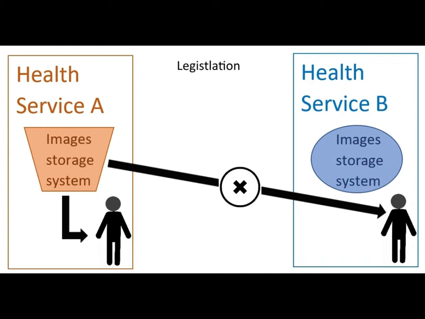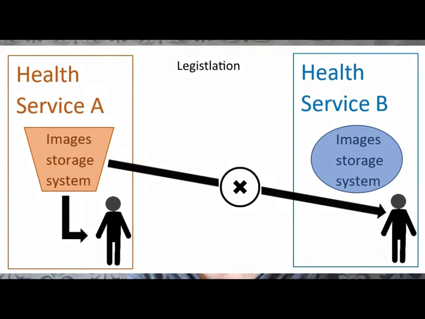And this legislation prevents anyone who doesn't work in Health Service A from getting the brain images that are stored in Health Service A. The other side of the coin, and that's the other side of this legislation, is that you as an individual have the right to have a copy of your own brain images. Now, this is important because if you have a copy of your brain images, then you are free to show it to any health professionals who treat you and can benefit from seeing them, regardless of which health service they work in.